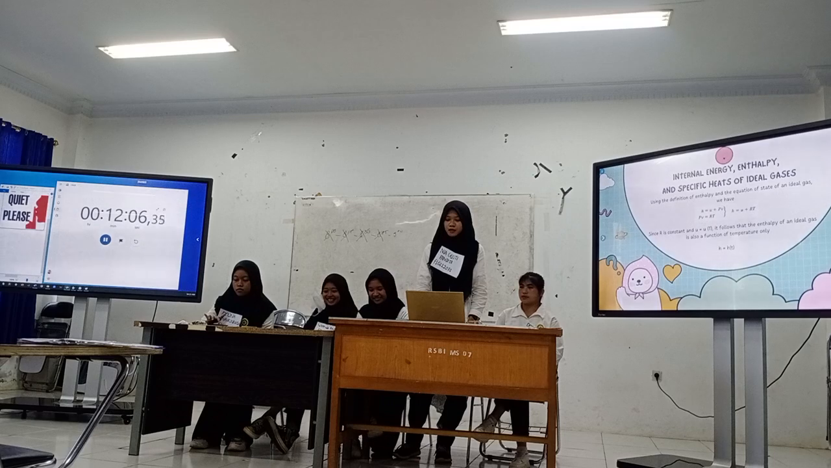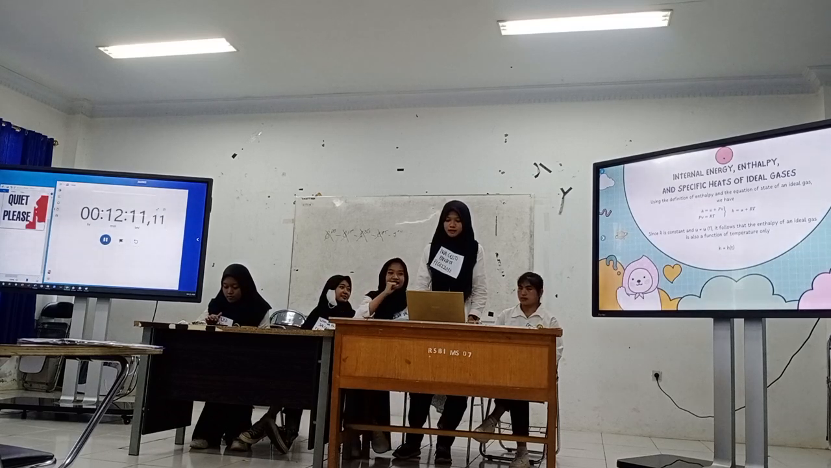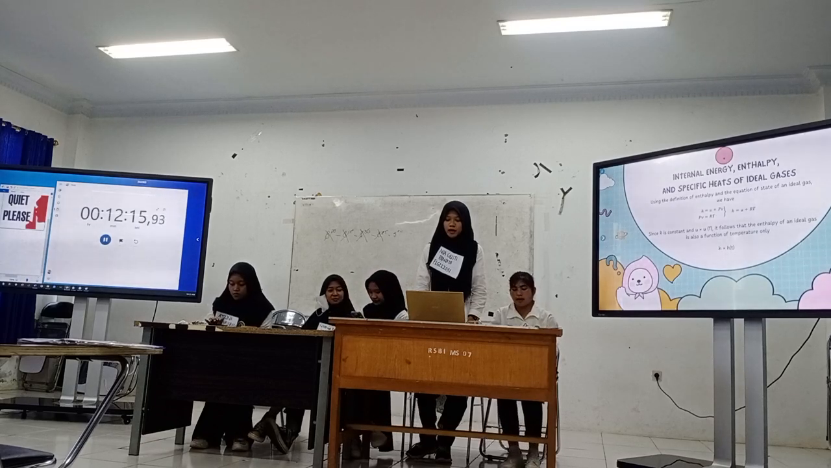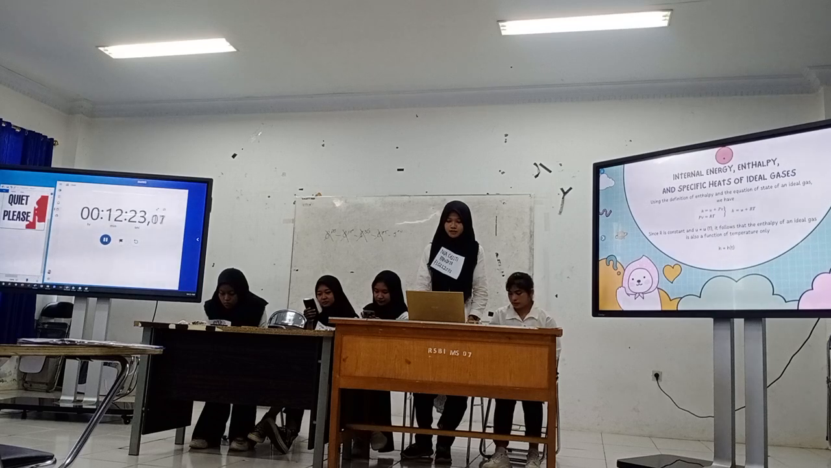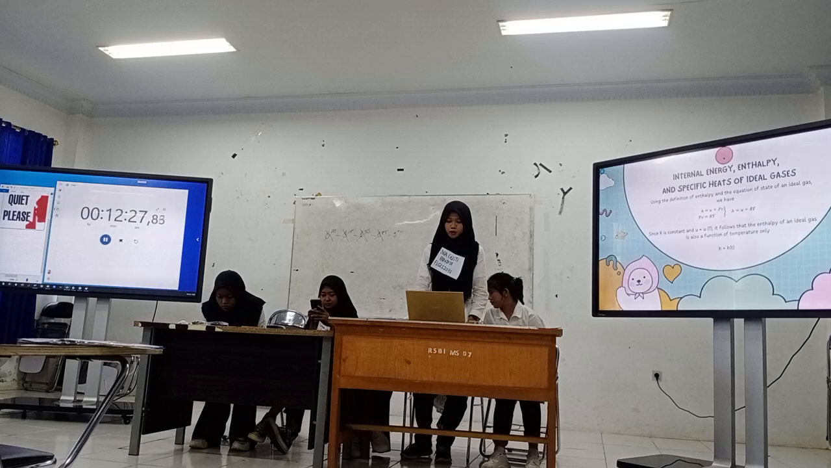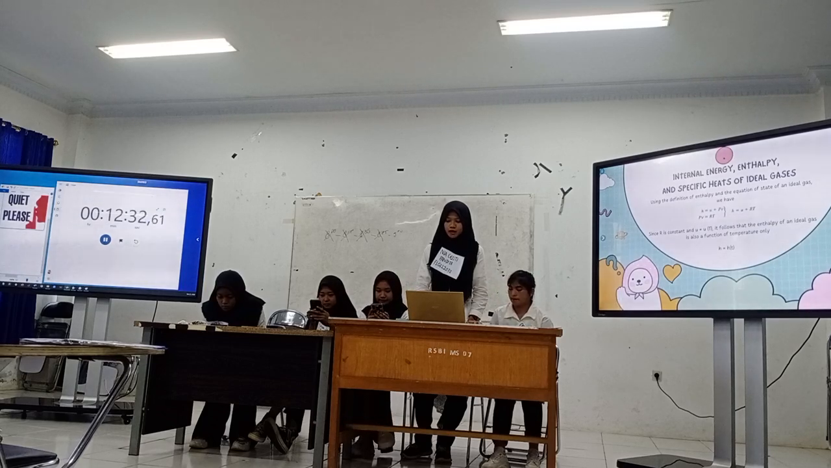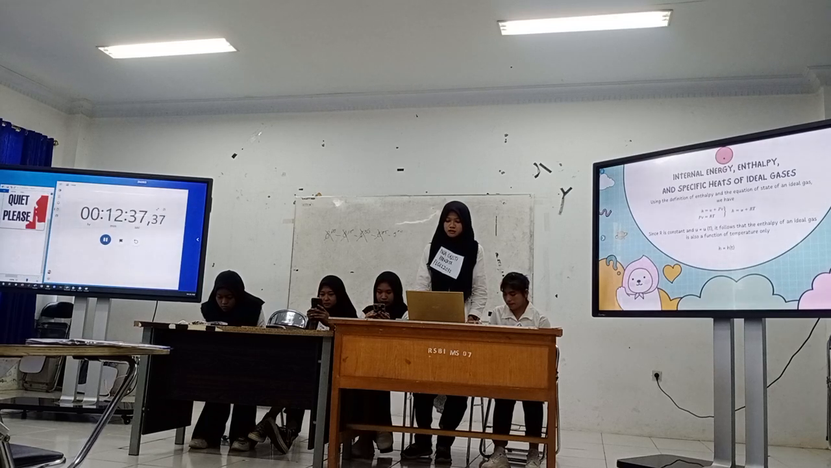Internal energy, enthalpy, and specific heats of ideal gases. Using the definition of enthalpy and the equation of state of an ideal gas, we have H equals U plus PV. PV equals RT. H equals U plus RT. Since R is constant and U equals U(T), it follows that the enthalpy of an ideal gas is also a function of temperature only. H equals H(T).